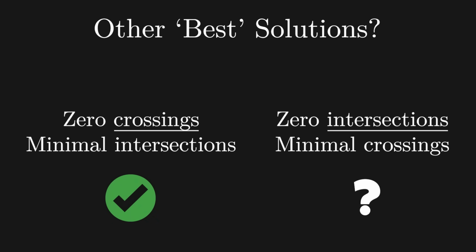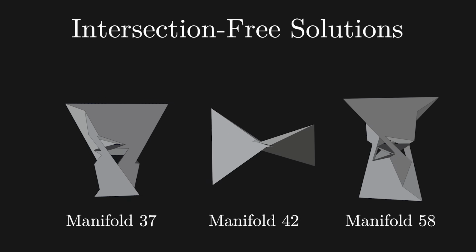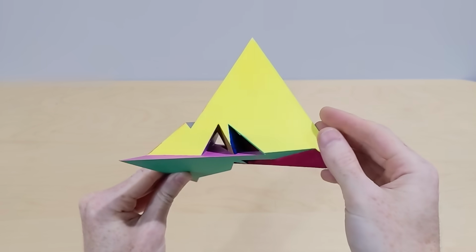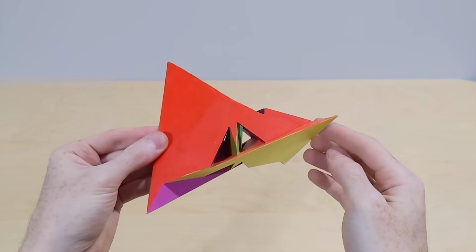The answer is yes. There's 3 intersection-free manifolds that have the smallest crossing number of just 4. Again, they're each highly symmetric with only 3 unique faces plus reflections. And despite what I said earlier, these are actually much easier to cut out and assemble. You just split the faces at the crossings. But I ended up printing one of them anyway because it was easier and it looks really cool.